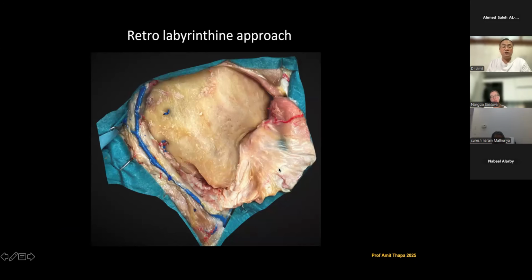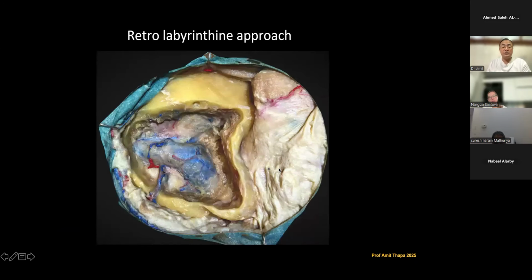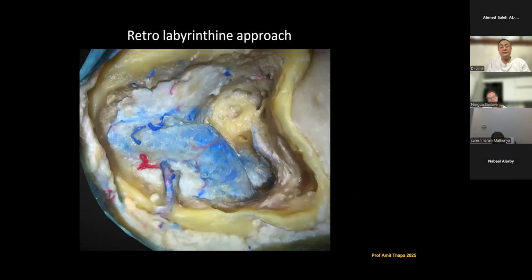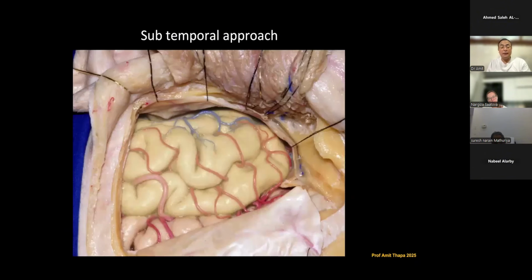So another approach is the retrolabyrinthine approach, which is actually a pre-sigmoid approach. So this is the sigmoid vein. You go anterior to it, and then you open up the dura from here, and then you can attack the much more medial portion of the ventral aspect of the brainstem from this route.